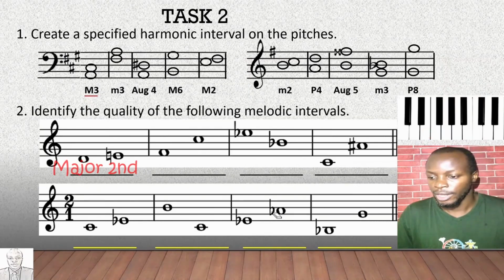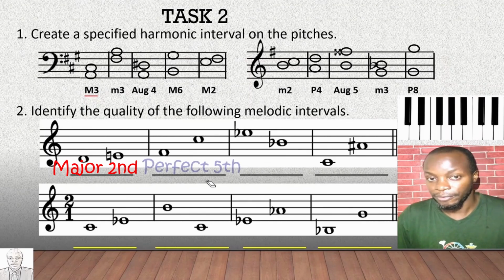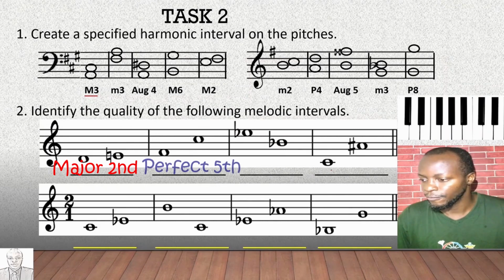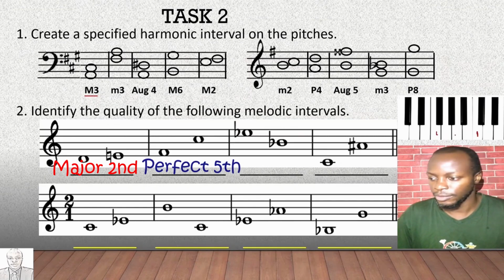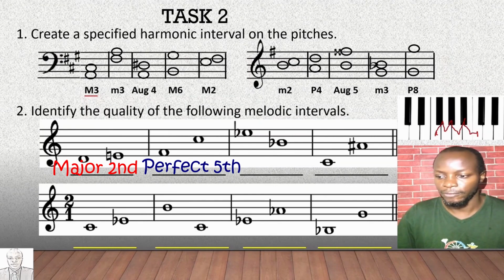Now from F to C, right? That's a perfect fifth. Alright, the perfect fifth has 7 semitones. So from F to C, count the number of semitones between them. If it is 7, then that is a perfect fifth. Alright, let's see. 1, 2, 3, 4, 5, 6, 7, and that is a perfect fifth.